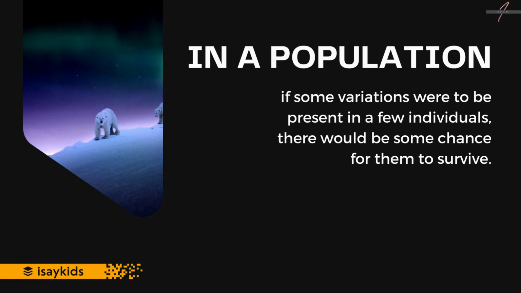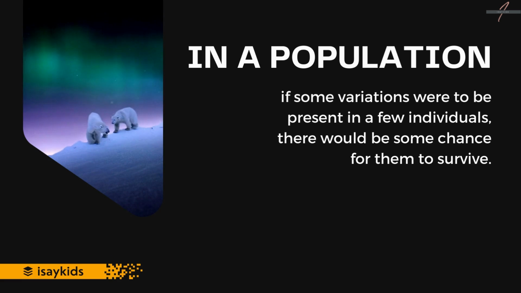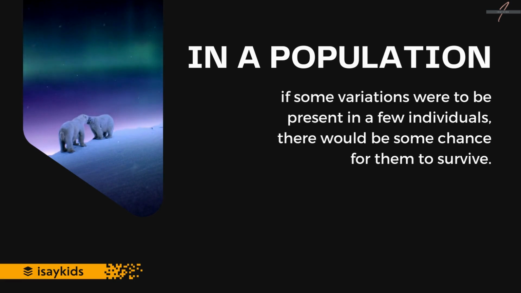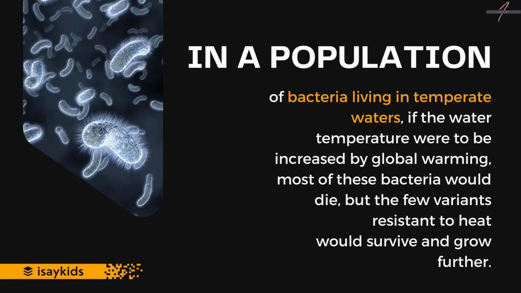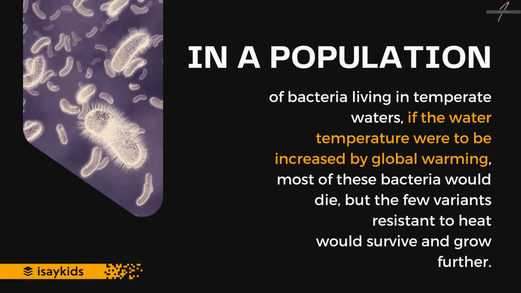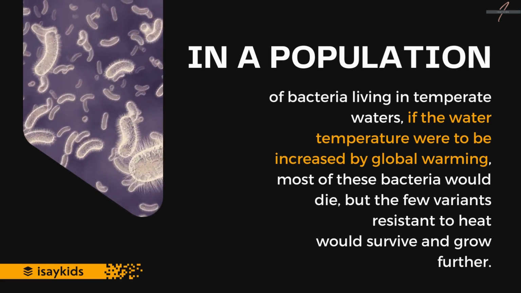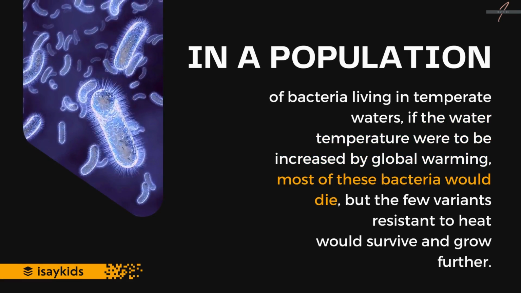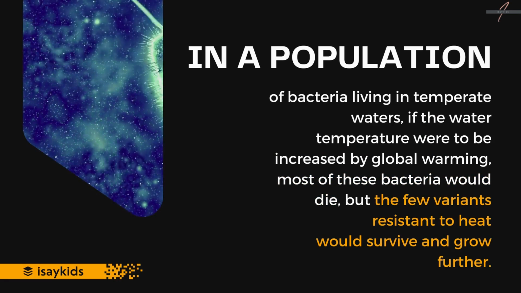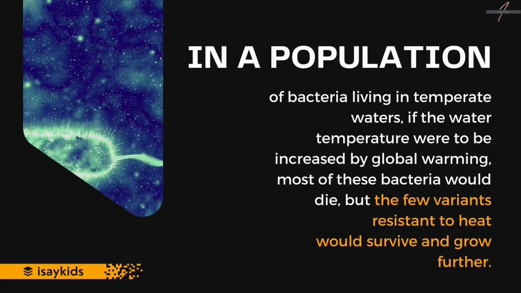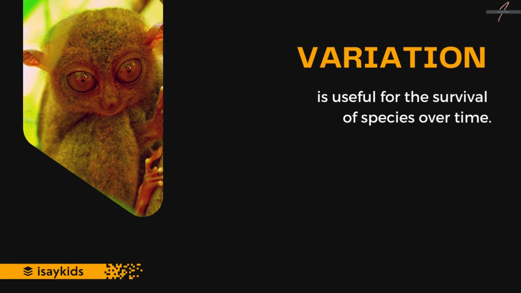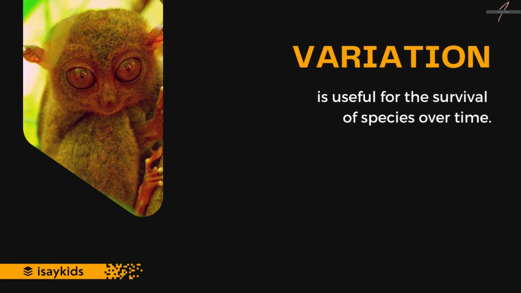However, if some variations were to be present in a few individuals in these populations, there would be some chance for them to survive. Thus, if there were a population of bacteria living in temperate waters, and if the water temperature were to be increased by global warming, most of these bacteria would die. But the few variants resistant to heat would survive and grow further. Variation is thus useful for the survival of species over time.